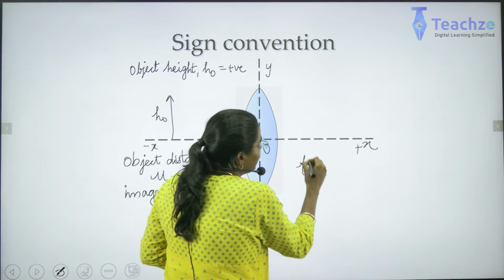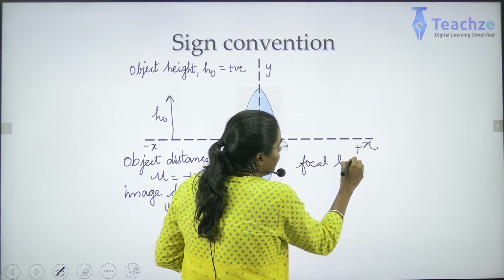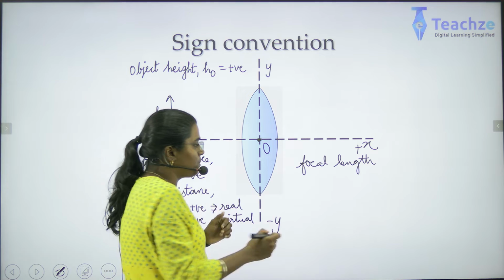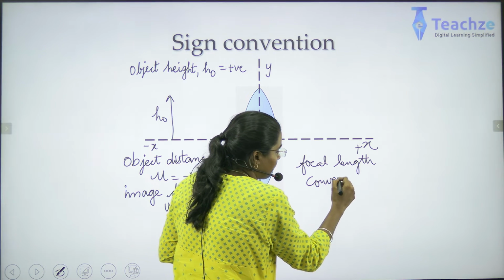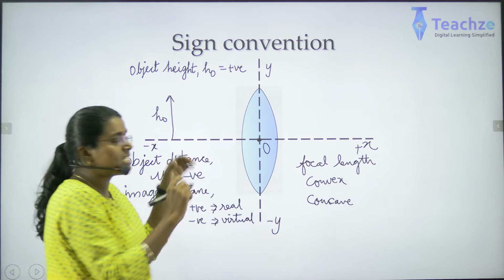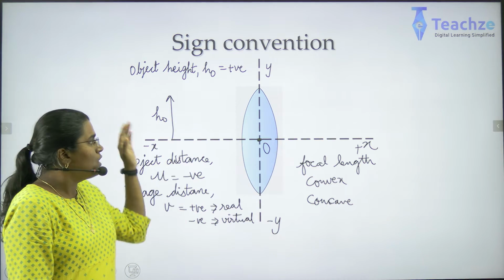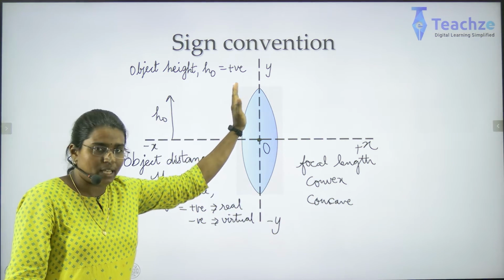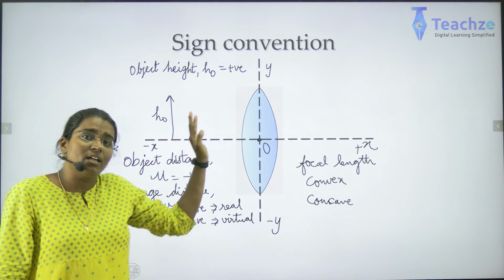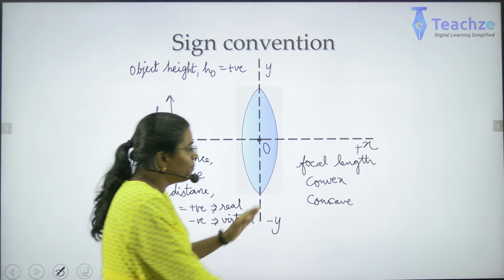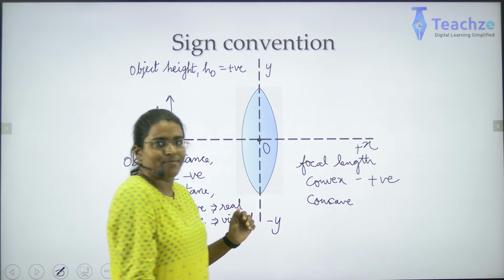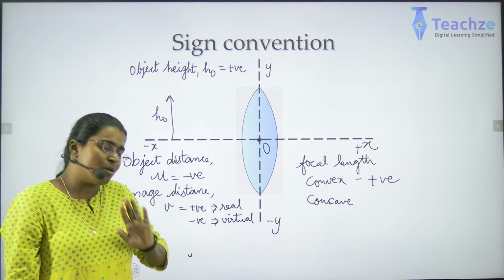When we talk about the focal length, we have two cases, because there is convex and concave. When we saw the first case of the convex lens, all the rays were coming parallel from this side and they all converge at F2. So F2 is on the plus x-axis. So the focal length of a convex lens will always be positive.